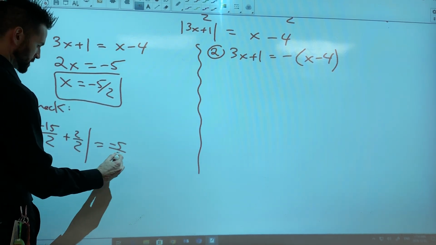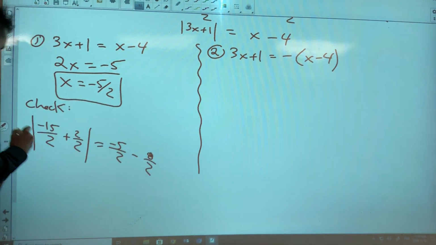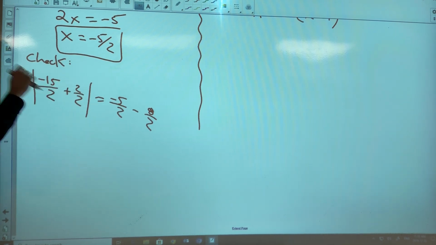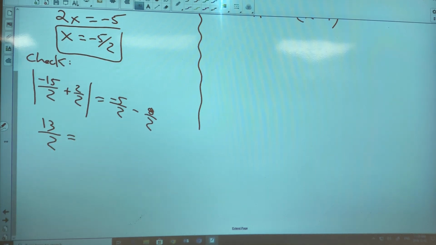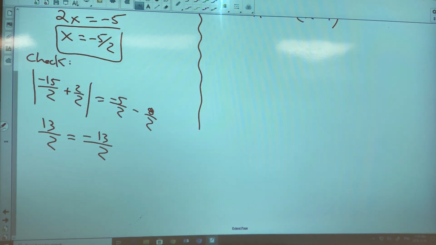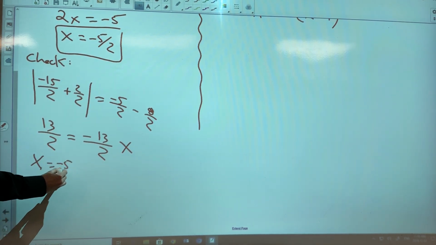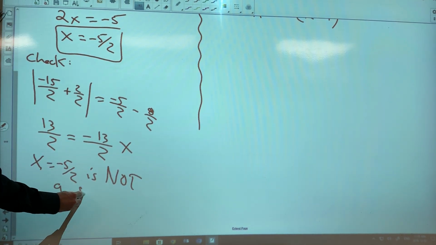So x is -5 over 2. I need to write the 4 as something over 2, so it's 8 over 2. There. So let's see, in here, I get -13 over 2, apply the absolute value, get positive 13 over 2. And does that equal this? I get -13 over 2 here. Are they equal? No. So what does that mean? Is this a solution? No. So I'll just write x equals -5 over 2 is not a solution. Doesn't work.